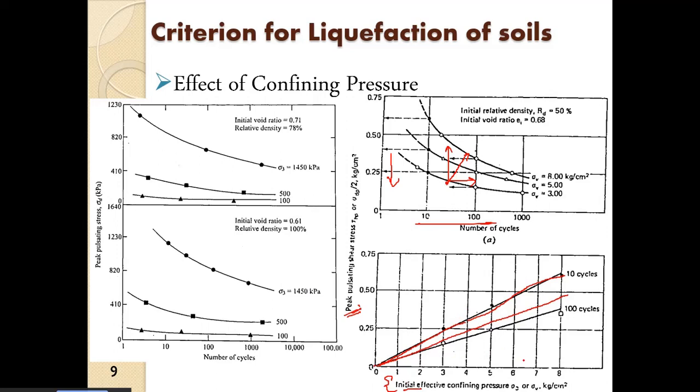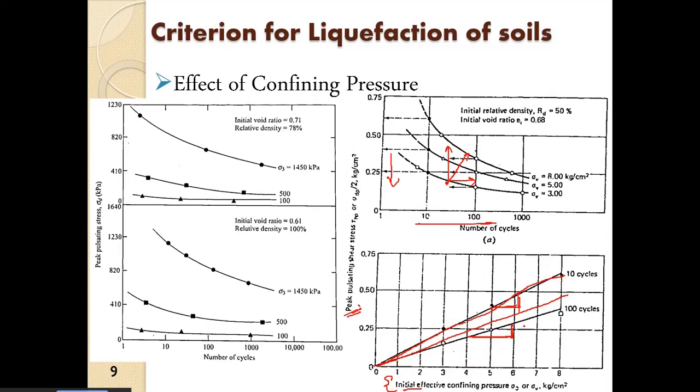So with an increase in effective confinement stress, we need to increase the pulsating stress as well. This is the stress ratio required to cause initial liquefaction in the soil. All right, and for 100 numbers of cycle, you can see the stress ratio decreases. So the proportion of the rise in the cyclic stress reduces compared to the confining.